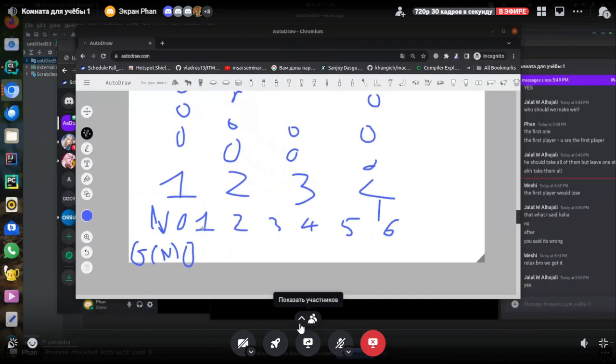And for example, if we have one stone, what is the Grundy value? The first player can take the stone and be the winner, and the next possible position of the game is zero. So the Grundy value here is one. It is the same for two and three, because we can take all the stones and be the winner. But what will it be for four?